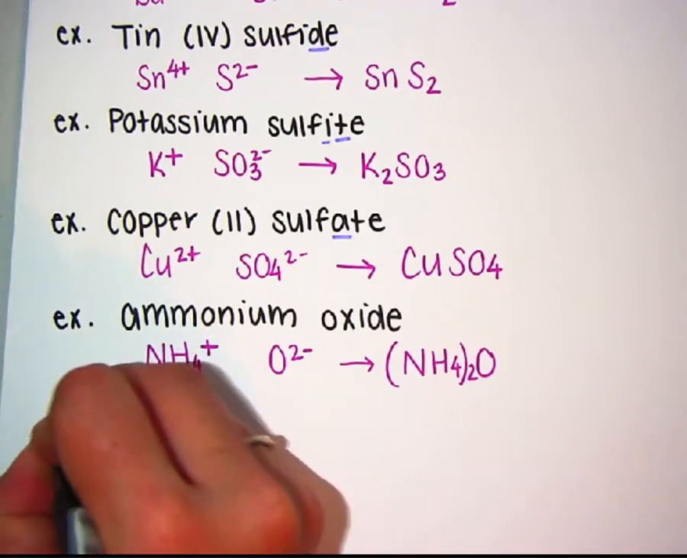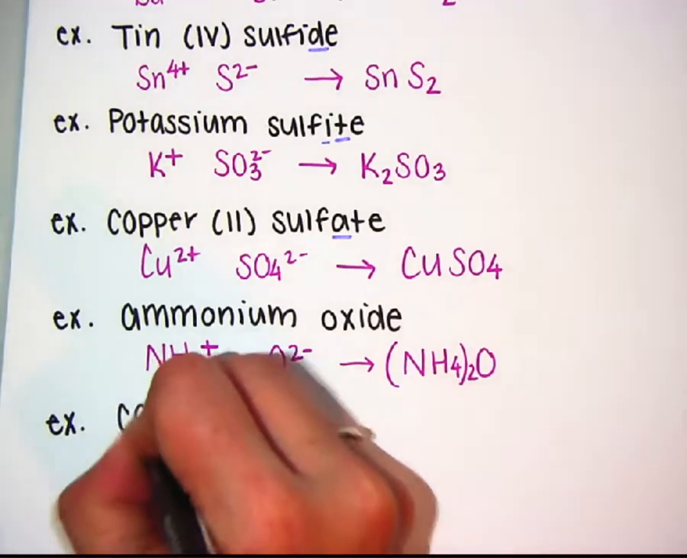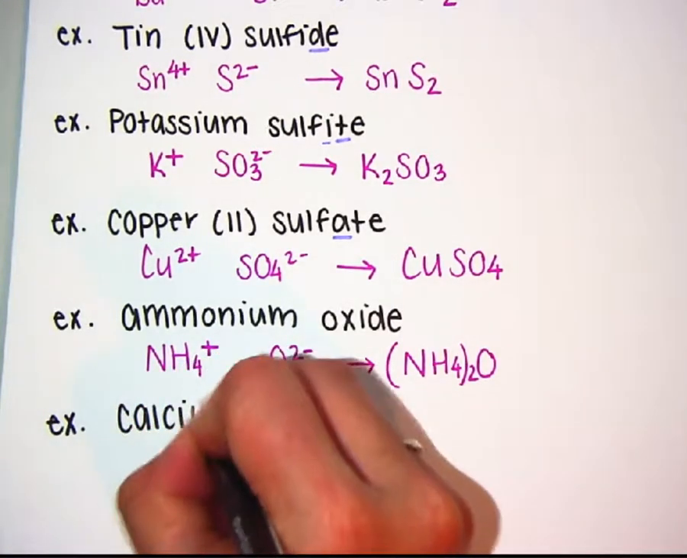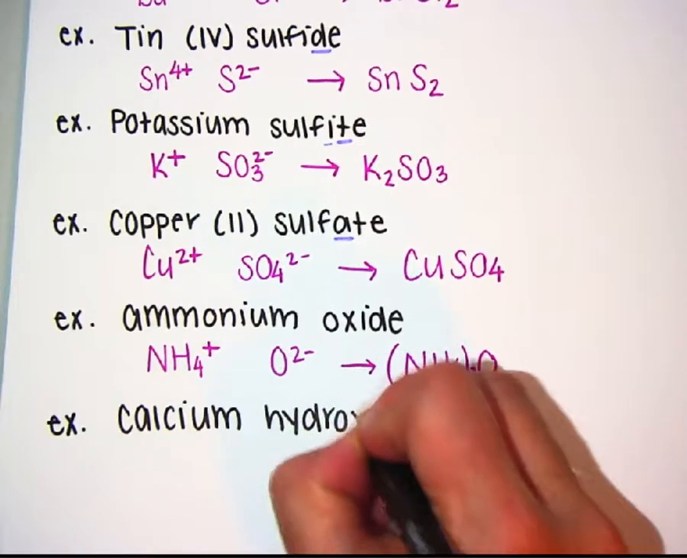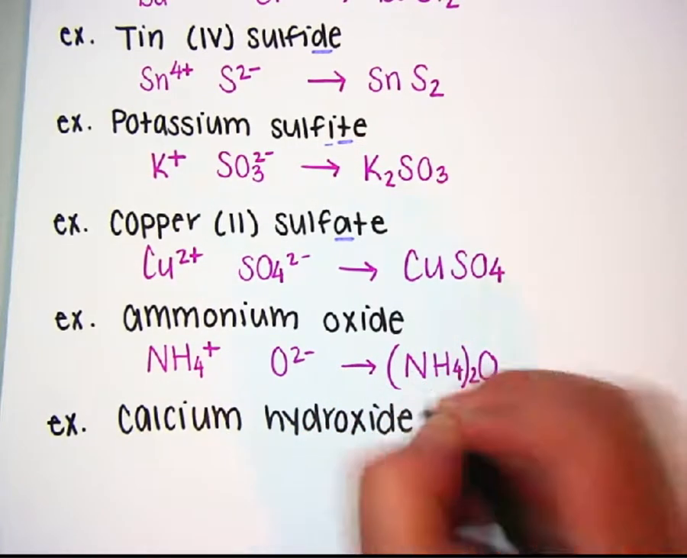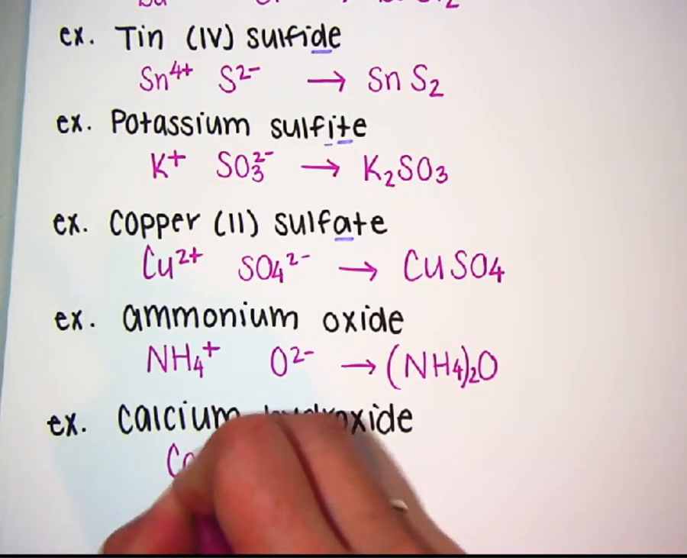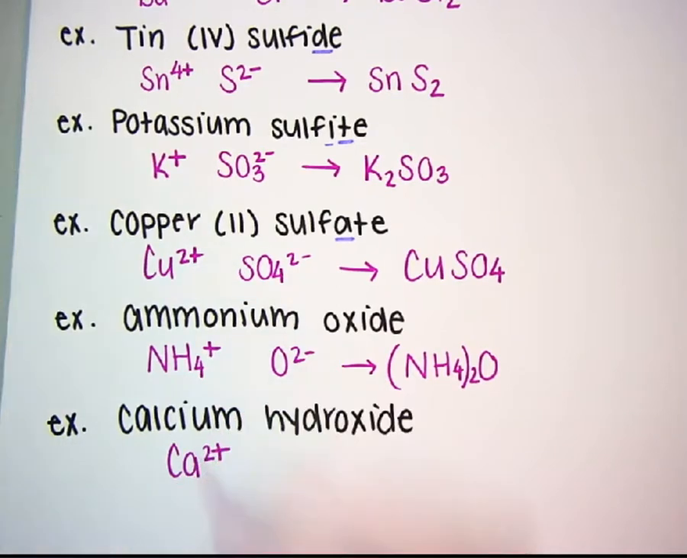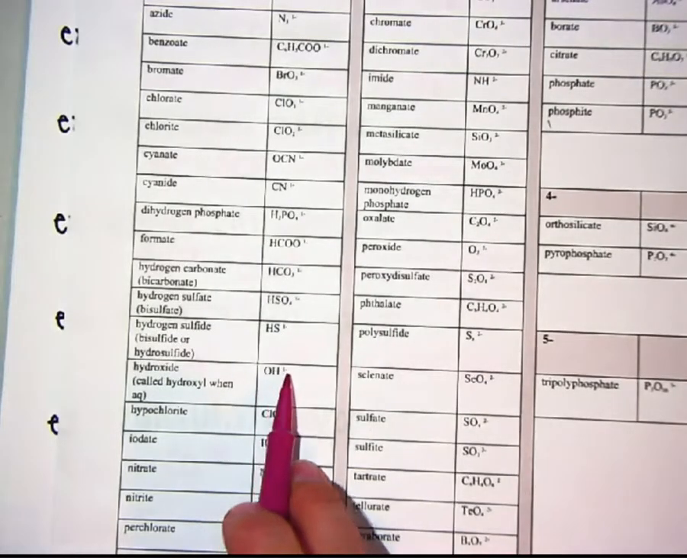Last one for formulas. Let's do calcium hydroxide. Ca is calcium. Calcium is a group 2 metal. Its charge is going to be +2. Hydroxide, OH, 1-.